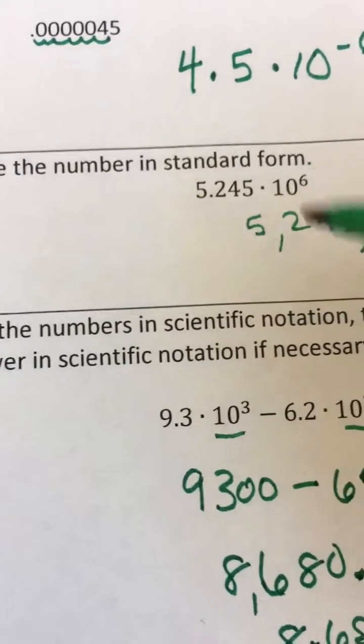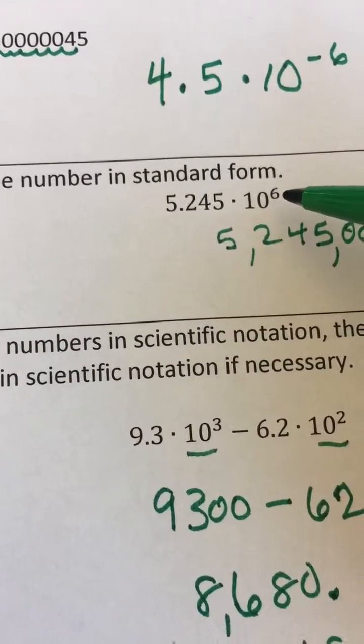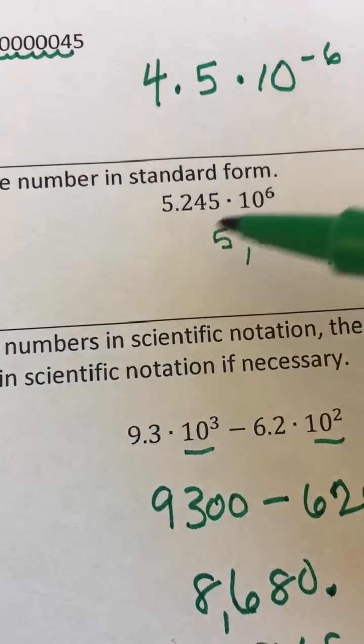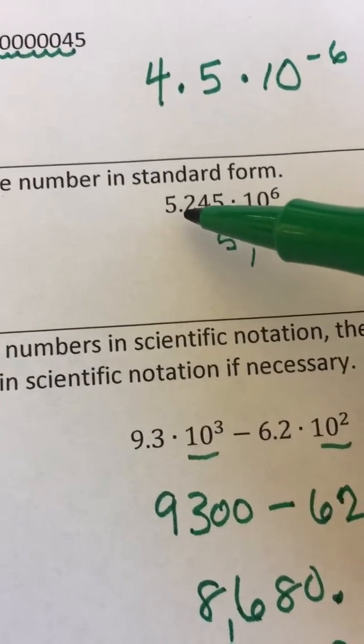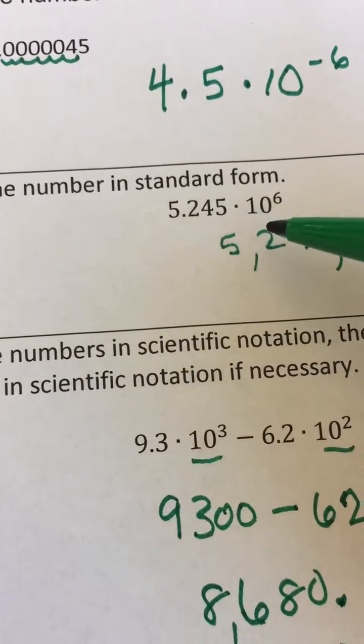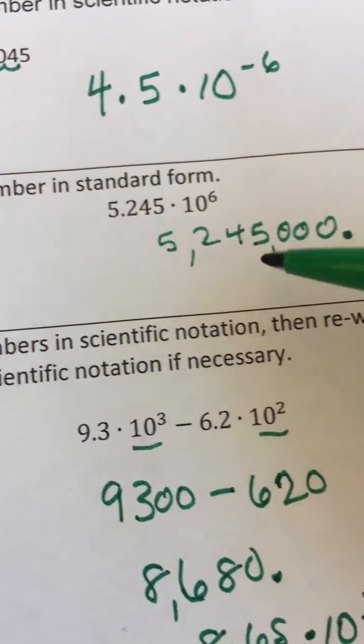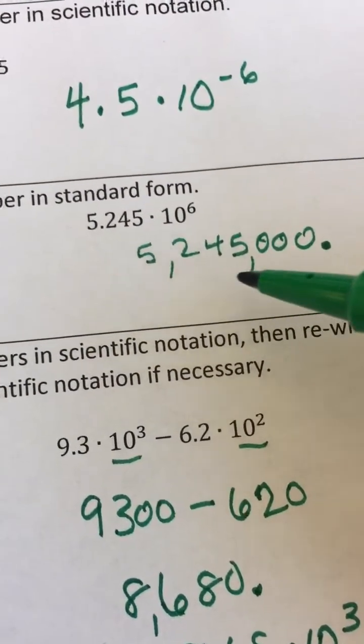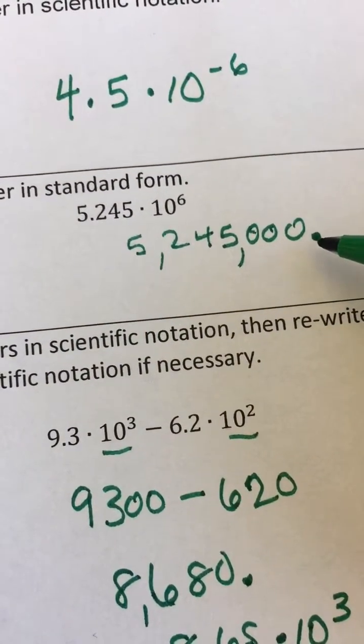Next one, we got to move our decimal 6 places to the right. So it's right there at 5.245. If we go 1, 2, 3, 4, 5, 6, we're going to add 3 more zeros. It's going to be 5,245,000. Our new decimal is going to be right there.